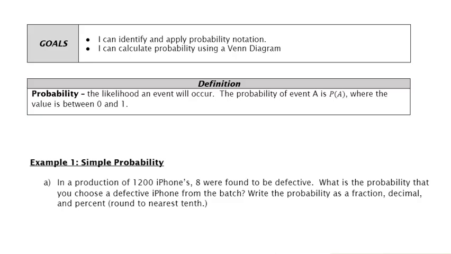The learning targets for this lesson are to identify probability notation within a problem, to calculate probability, and to use Venn diagrams to determine probability. Probability is typically a topic that you maybe learned in a previous math course, and it's the likelihood of an event occurring. So typically we think of this as the number of favorable outcomes, or what we're wanting to happen, over the number of total outcomes.